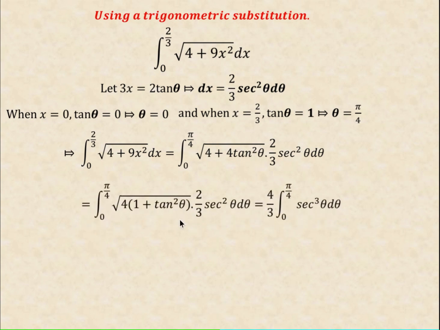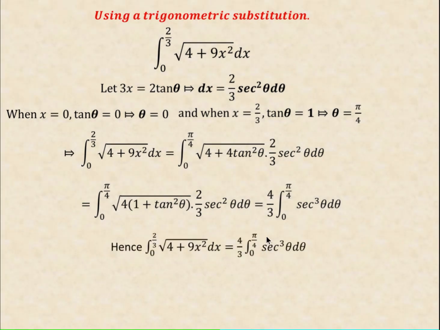In the next step, we factorize 4 in the radical sign so that the square root of 4 would be 2, and 2 would multiply 2 over 3 to give 4 over 3. Then 1 plus tan squared theta is sec squared theta, and the square root of sec squared theta is sec theta. The sec theta obtained times sec squared theta will now give sec cubed theta, so that the integral now reduces just to 4 over 3 integral from 0 to pi over 4 of sec cubed theta d theta.